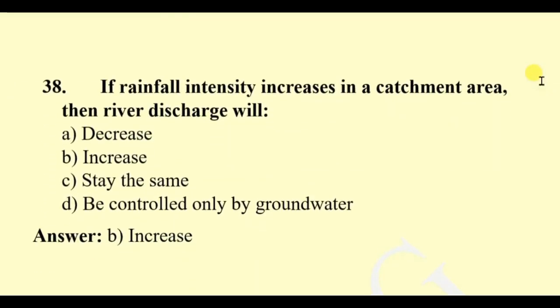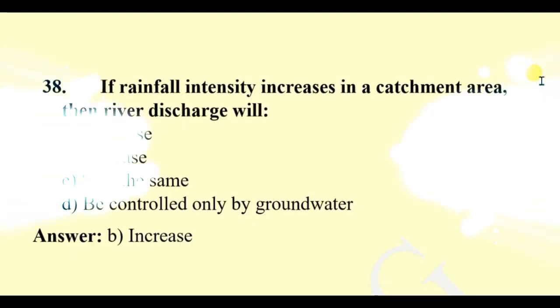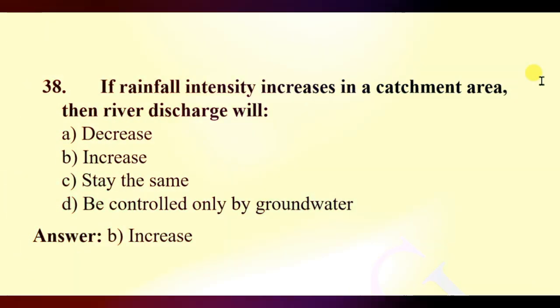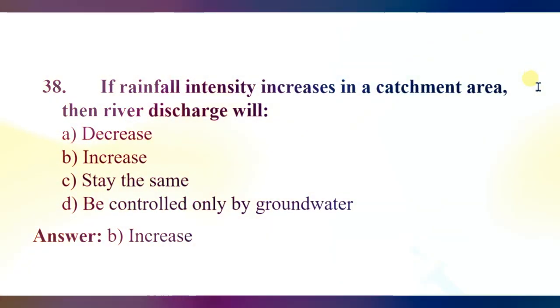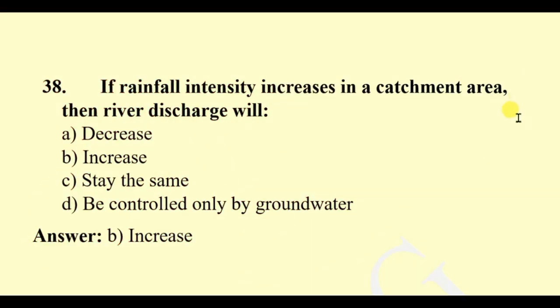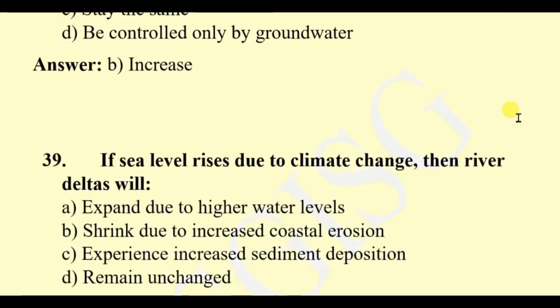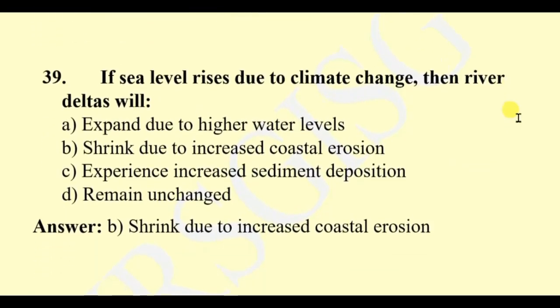Question 38. If rainfall intensity increases in a catchment area, then river discharge will decrease, increase, stay the same, be controlled only by groundwater. Of course, increase, because the more the intensity, the less will be the infiltration and the more will be the surface runoff.